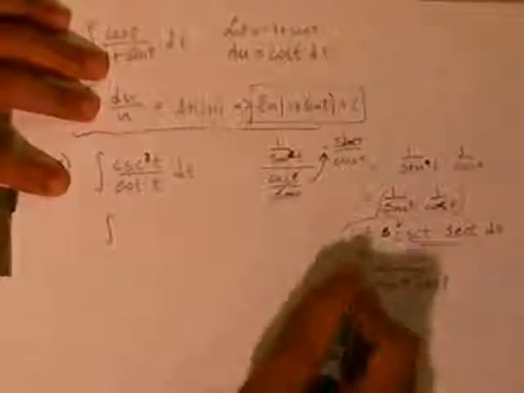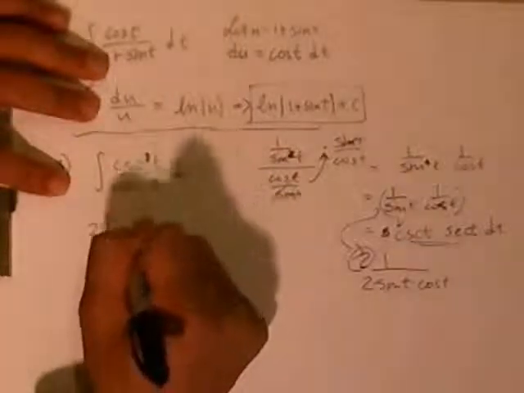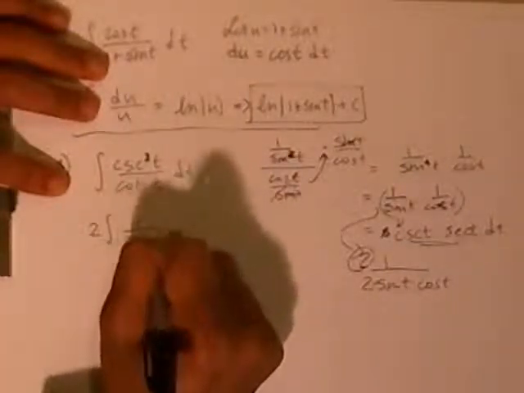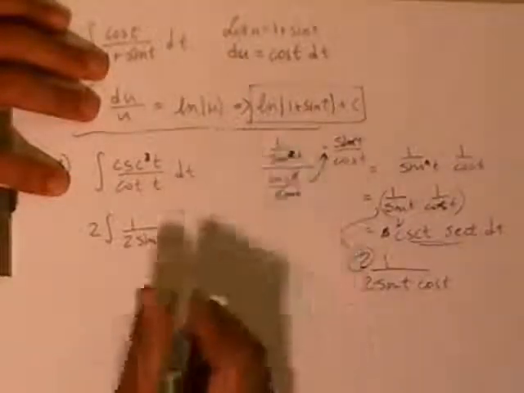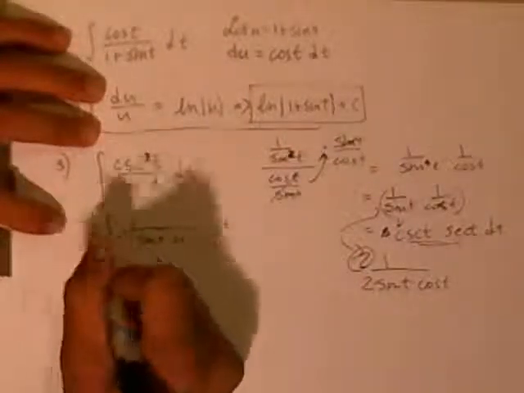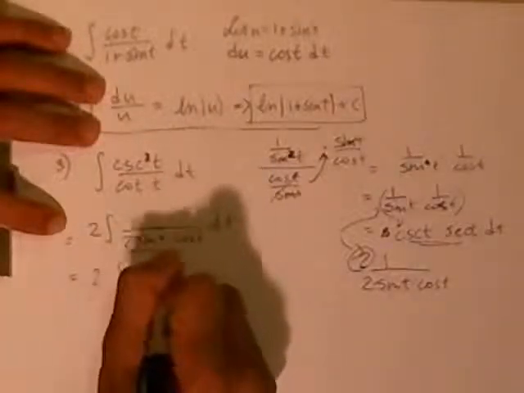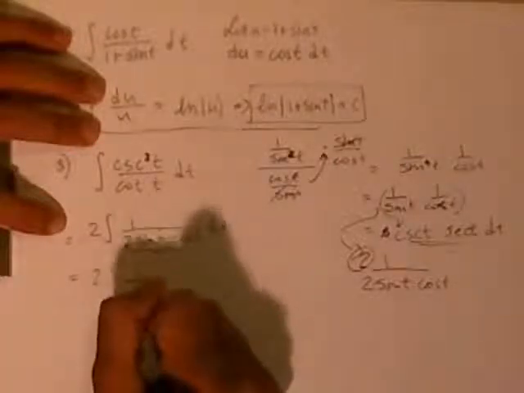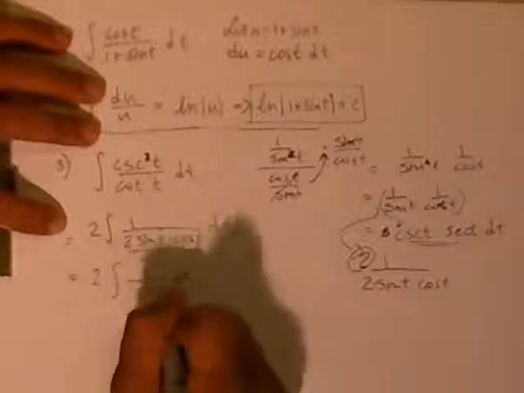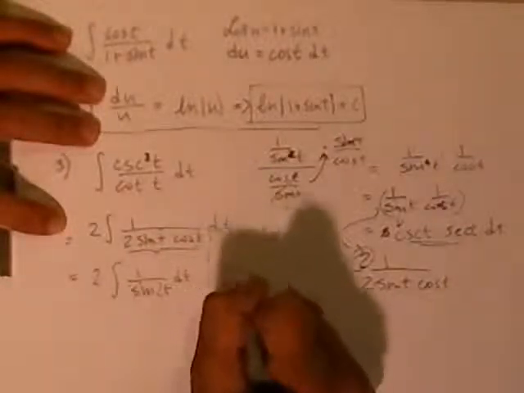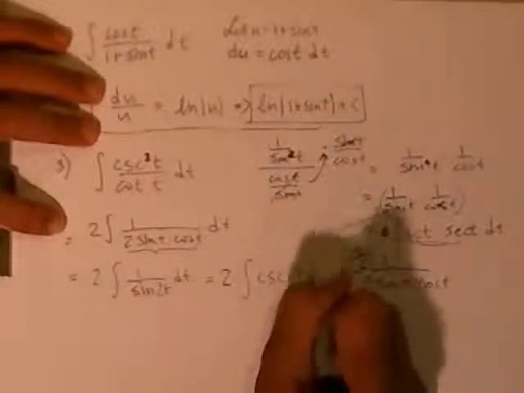In the integral, we're going to factor out this 2 right here. That's the 2. 1 over 2 sine of t times the cosine of t dt. That becomes 2 times the integral of 1 over, that's the double angle for the sine, so it becomes the sine of 2t dt. And what's 1 over the sine of 2t? It becomes the cosecant of 2t dt.